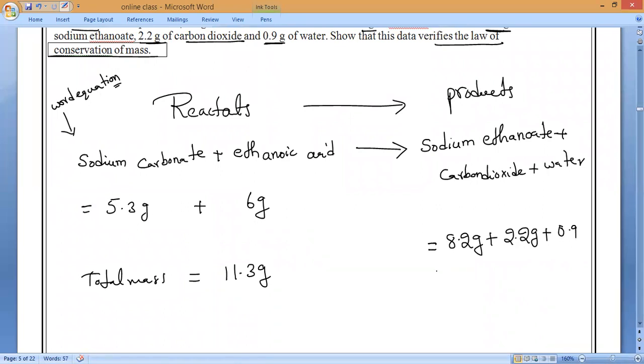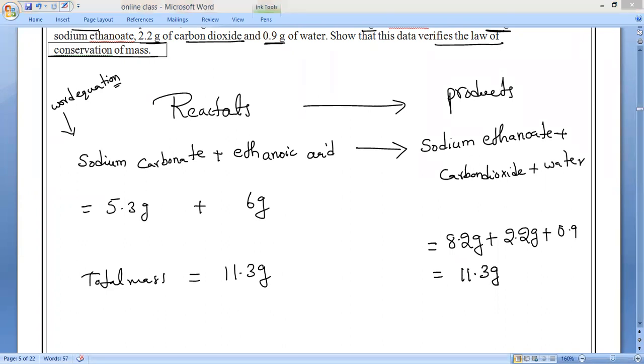What is coming? Which is also equal to, you can check it. 13.11. Yes, sorry, 13.11, sir. Equal to 11.3, sir. Add correctly, Hari. 8.2 plus 2.2 plus 0.9. How much is it, Hari? 11.3, sir. Then you said 13. How will it be? So 13.3.